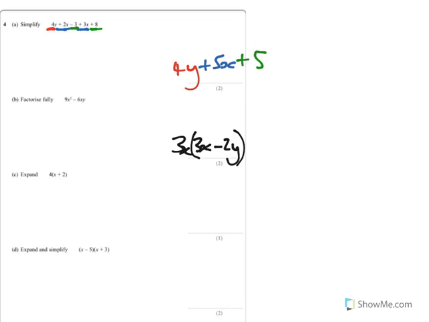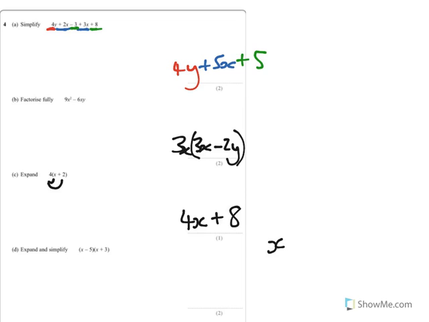Part C asks us to expand 4, and then in brackets x plus 2. So we just multiply both terms inside the bracket by the number outside. So we'll get 4x plus 8. Remember to multiply both terms in the brackets.